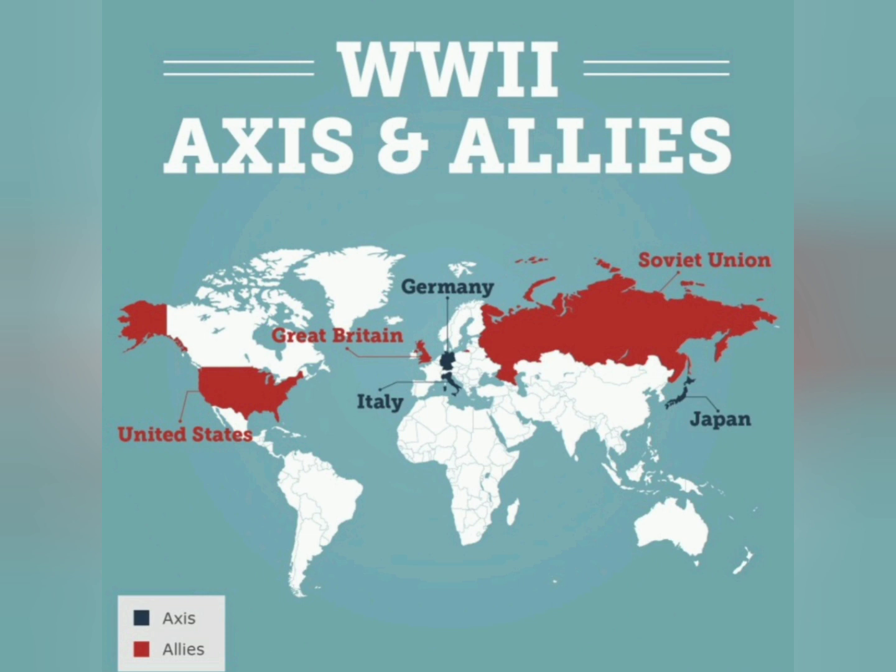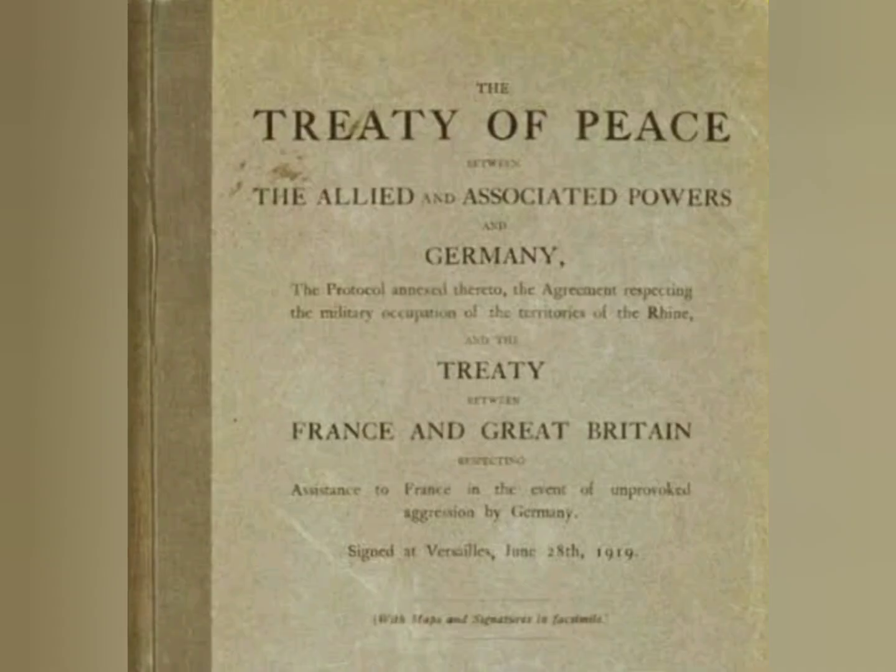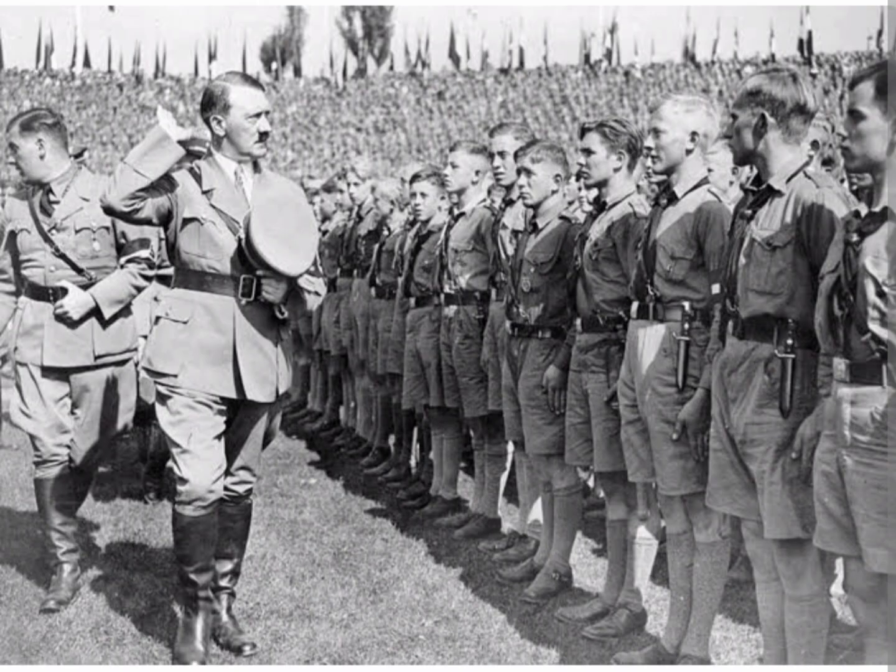Some of the key factors that contributed to the outbreak of World War II include the Treaty of Versailles. The Treaty of Versailles, which ended World War I, imposed harsh reparations and restrictions on Germany. This created economic and political instability in Germany, which was exploited by the Nazi Party led by Adolf Hitler.